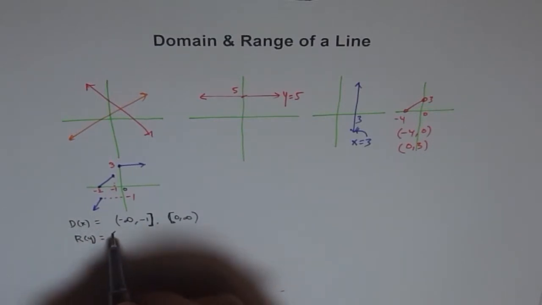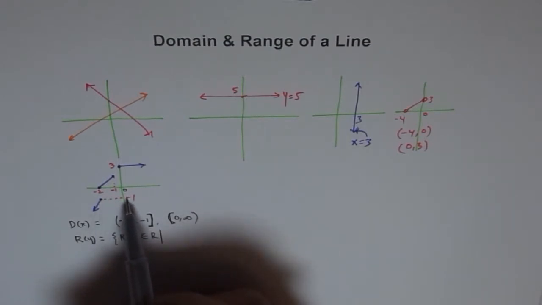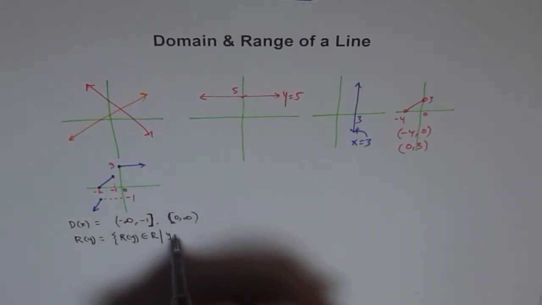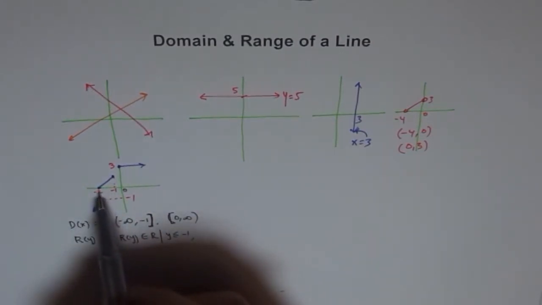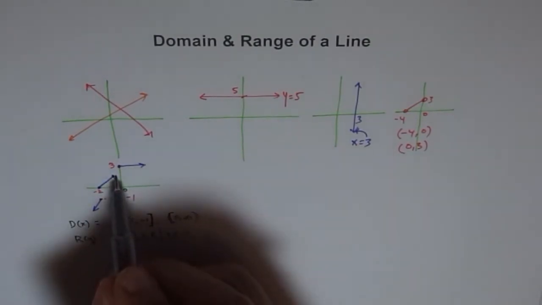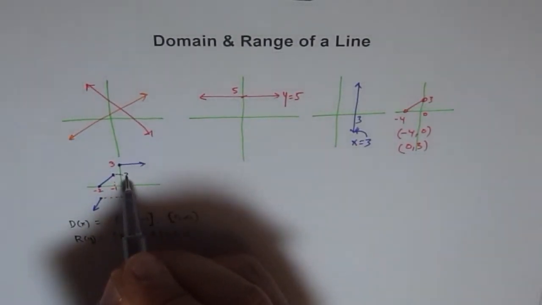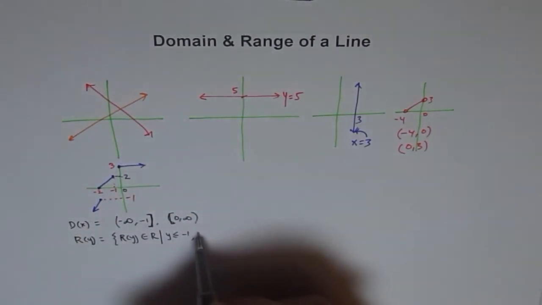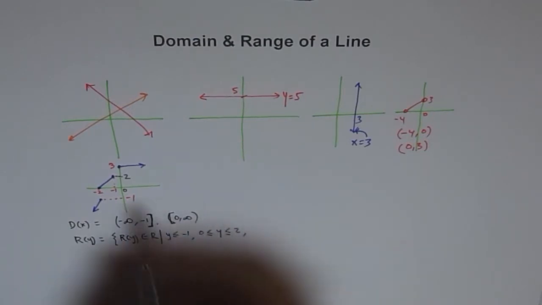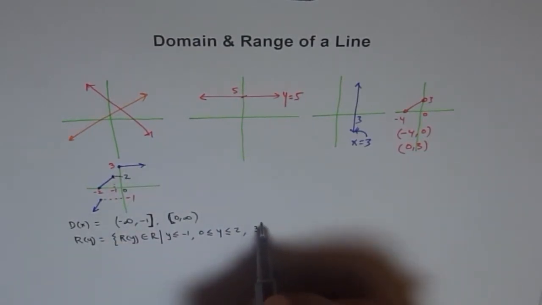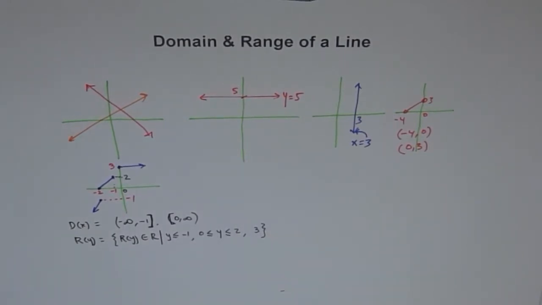Now the range here is, you can say, y belongs to real numbers where there's a discontinuity from minus 1, right? Where y is less than or equal to minus 1, and what else? And y is between 0 and, let's say this value here is 2. So we say y is between 0 and 2, including both, and then y is equal to 3. So that becomes the range of this function, right?